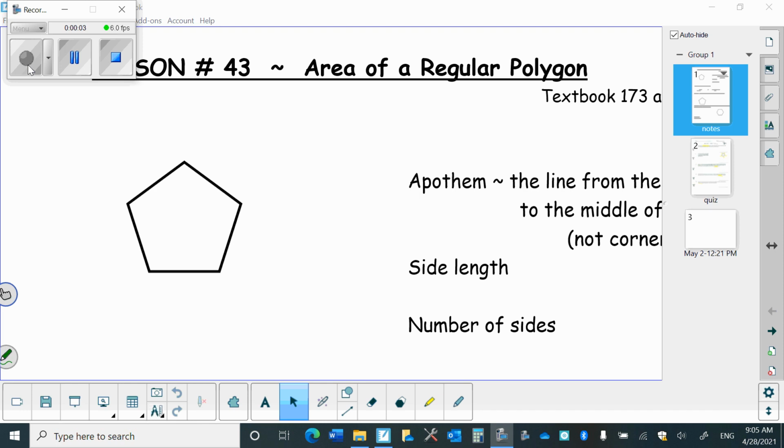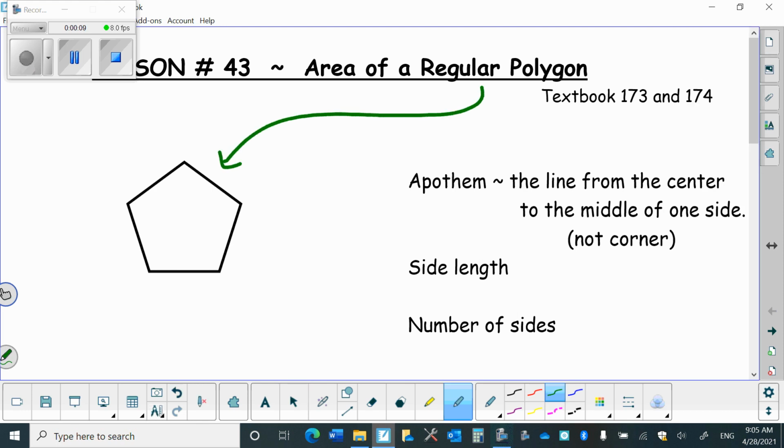Lesson 43 is the area of a regular polygon. So of course my regular polygon is that shape that is perfection, right? Equal sides, and every single vertex has the same angle. Now the only thing you have to add to what you know is a little a here for apothem. Your side we already used, and your n we've been using the whole chapter.